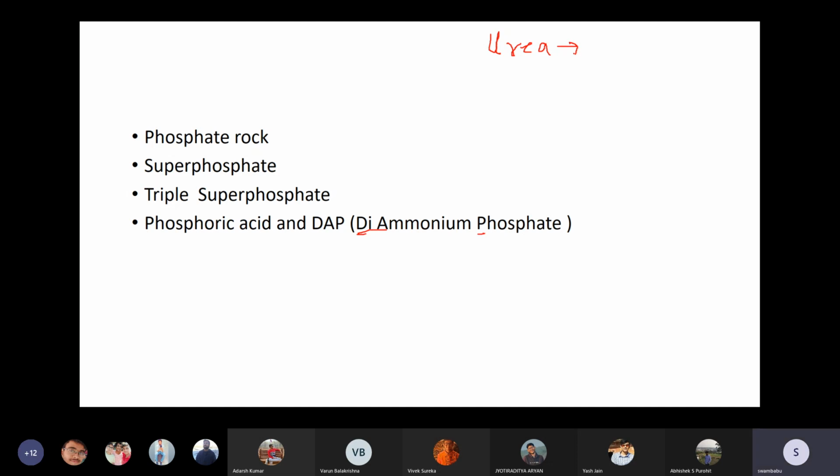Okay, let me ask this question. What are the three important elements required for the fertilizer? NPK, nitrogen, phosphorus, and potassium. Correct. So in urea, which element is there predominantly? Nitrogen. So urea can only give nitrogen, whereas diammonium phosphate, ammonium has nitrogen and phosphate has phosphorus.